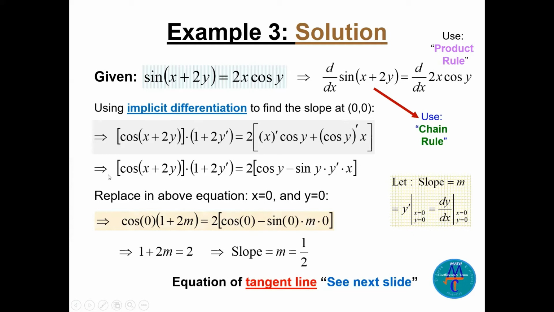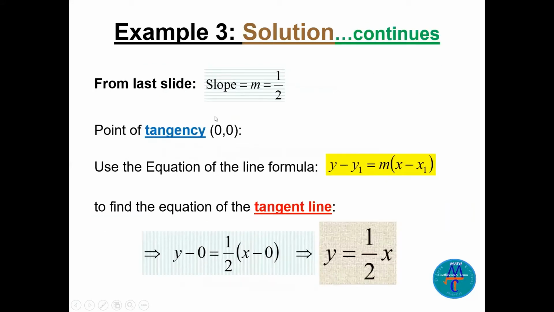So cosine 0 plus 2 times 0, cosine of 0 is 1, plus 2m, y prime is m, remember. 2 here, cosine of y is 0, minus sine of 0, y prime is m, times x is 0. So this is all 0 here. Cosine of 0 is 1, so that's 2 on the right side. 1 times 1 plus 2m. So 1 plus 2m is equal to 2, take 1 to the other side, m will be half. Finally, we get this slope. Equation of the tangent line, please continue on the next slide.